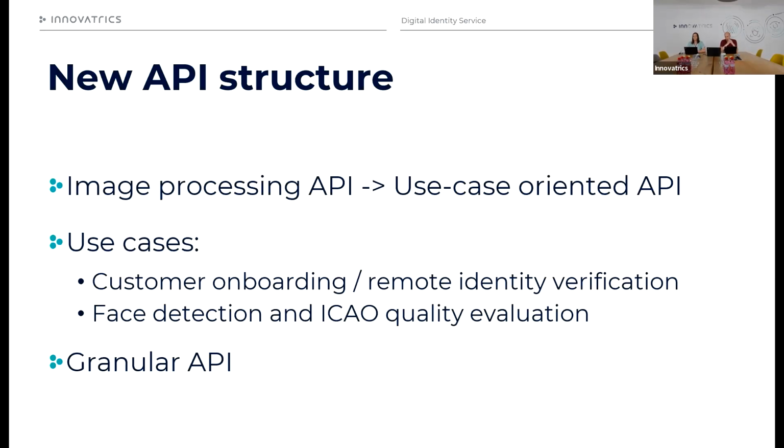The new API is also more granular. That means it's not one huge response, but you get different API calls that you can use to extract information that you need at the moment when you need them, so the responses are smaller.